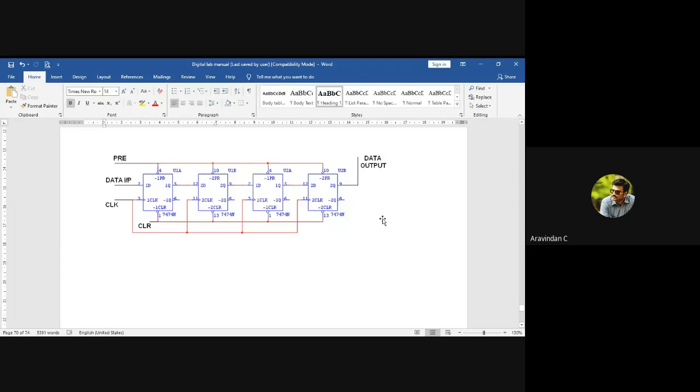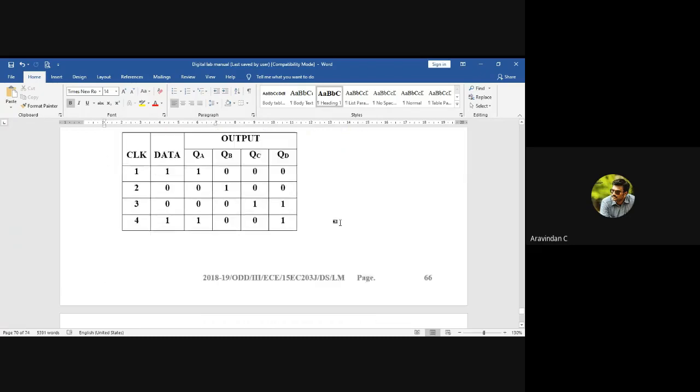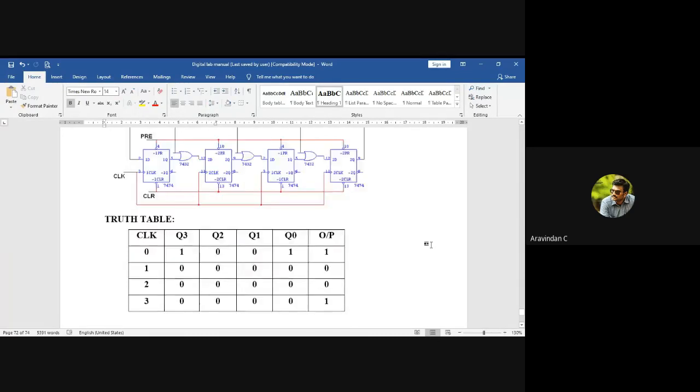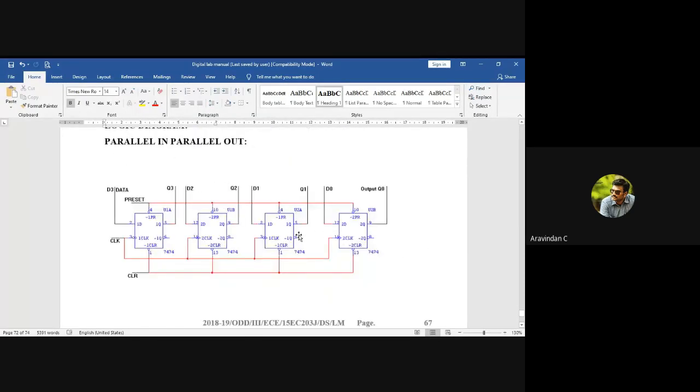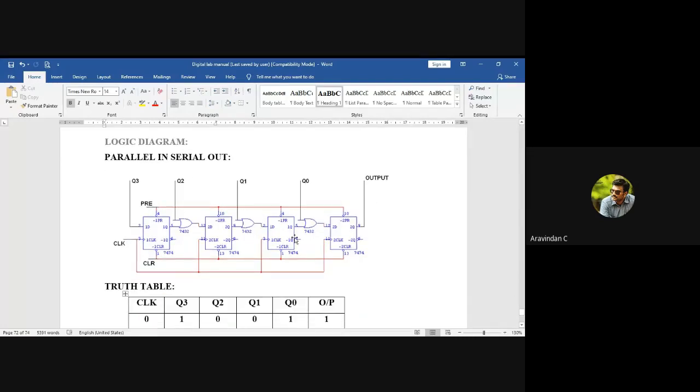I've shown serial in, serial output, and serial in, parallel output also. For parallel in, serial output, I didn't do it because I need one more component, an OR gate, at every output of your flip-flops. Since we are using a mobile phone, it may be a little complex, because somewhere we may make a mistake connecting the wires. So I didn't do this parallel in, serial output. If you have the patience, you can do it. I've also done parallel in, parallel output. So I've shown all of these except parallel in, serial output.